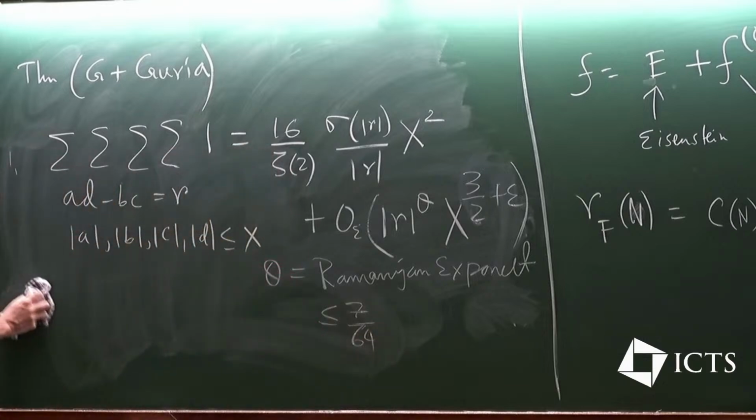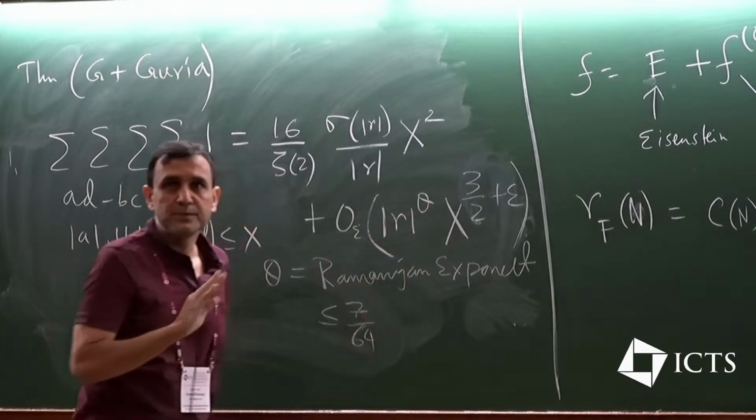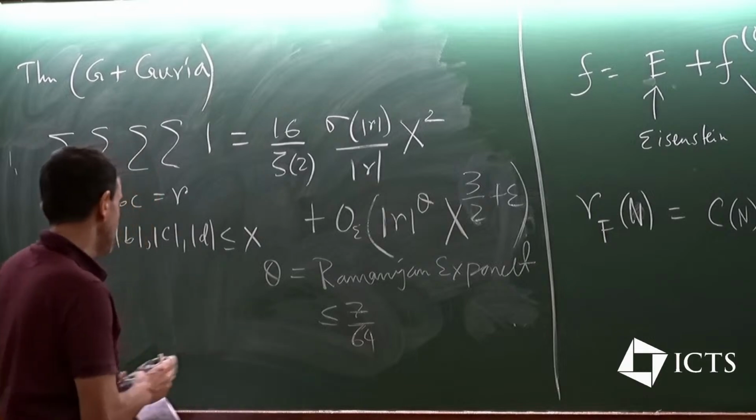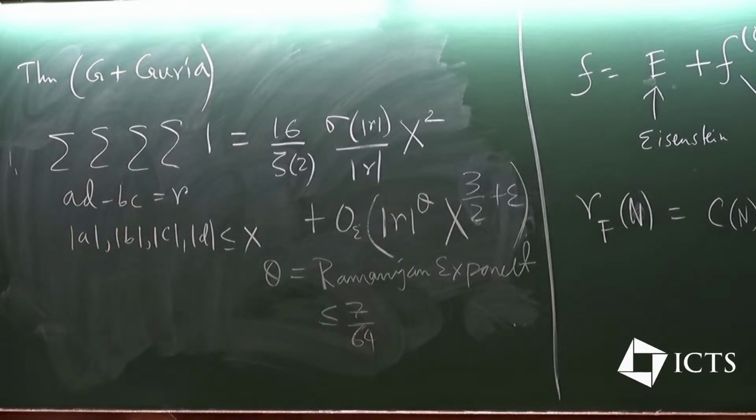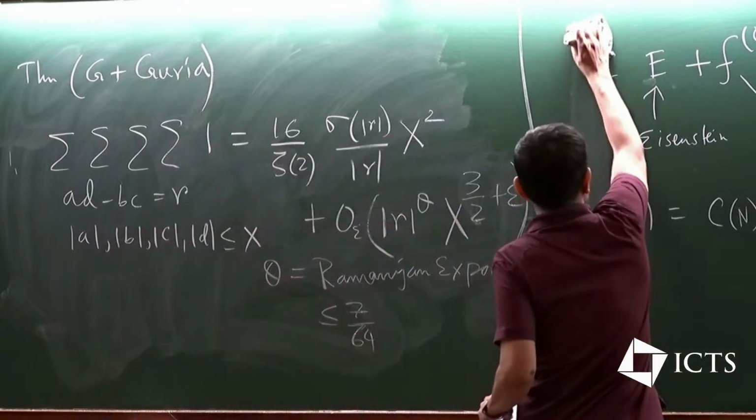Okay, and if you count with smooth weight, the error term will drop to x to the 1 plus epsilon. So I will not write it down, because this is the more interesting result.